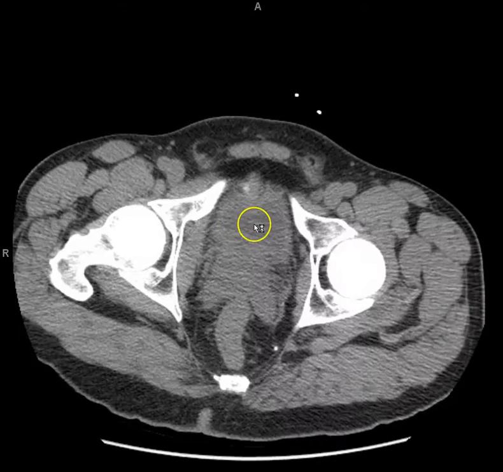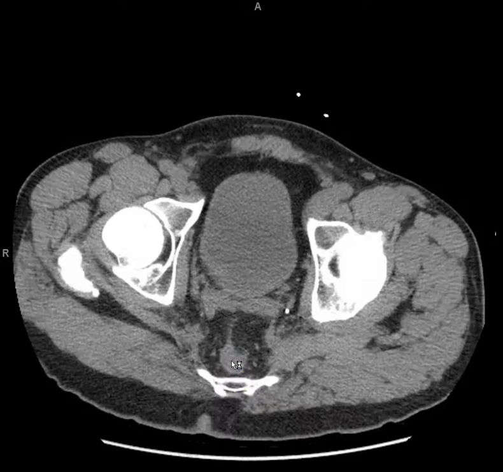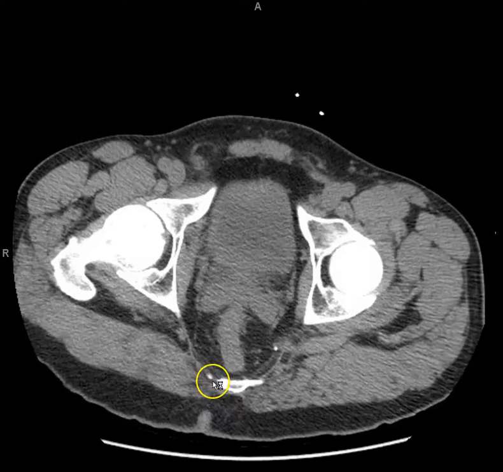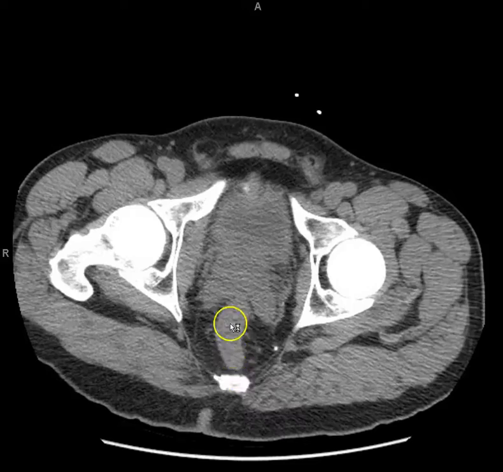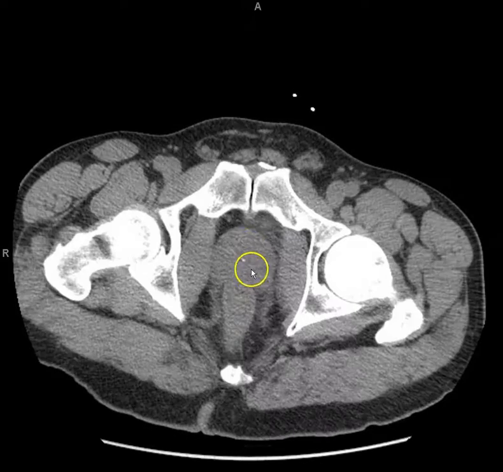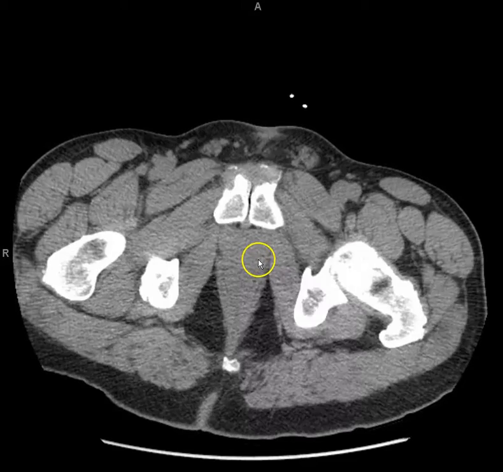And lastly, what is this structure here? That's the rectum. Okay, what is this? That's the xiphoid. Not xiphoid. The coccyx. Coccyx, good. And what is this? Prostate. Yes, nice and large prostate.